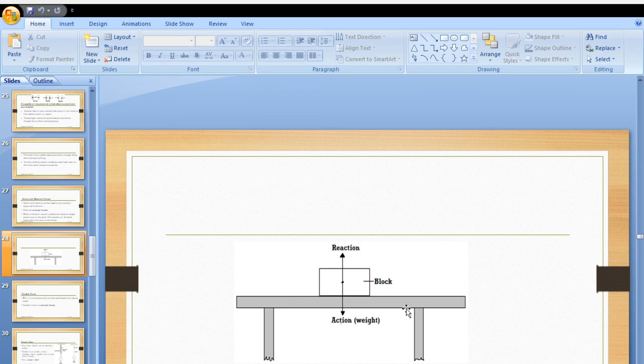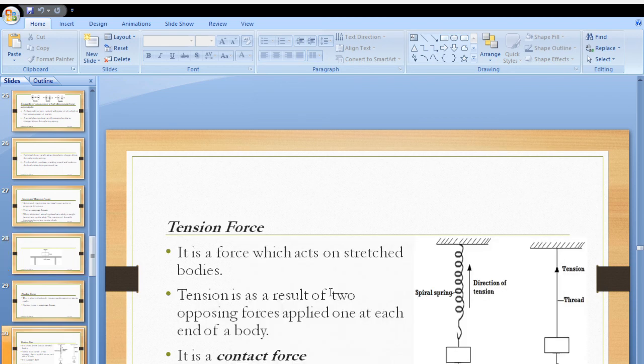We can look at what we call a nuclear force. Nuclear force is a force that binds protons and neutrons in atomic nuclei. It's a contact force. When we start the structure of the atom in Form 2 chemistry, you will get this concept very well. So we can deal with tension, being our last force for today.